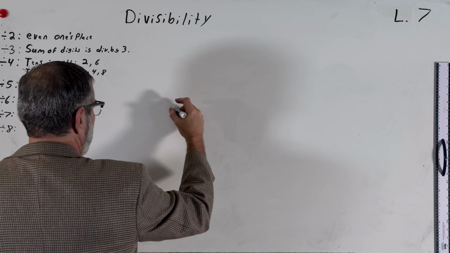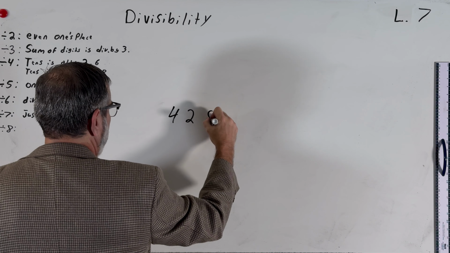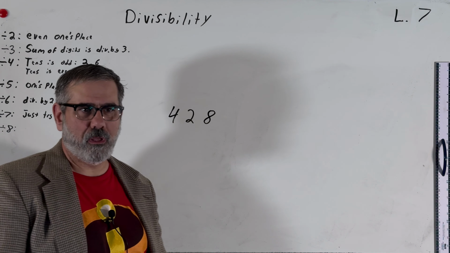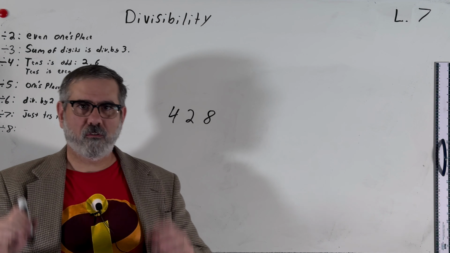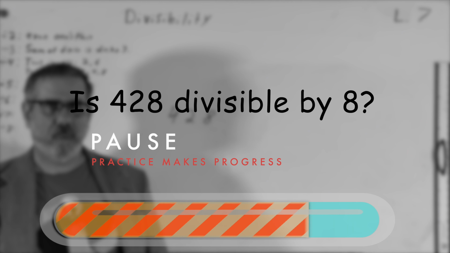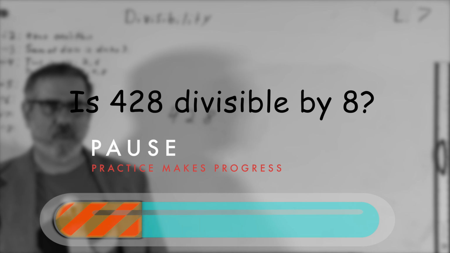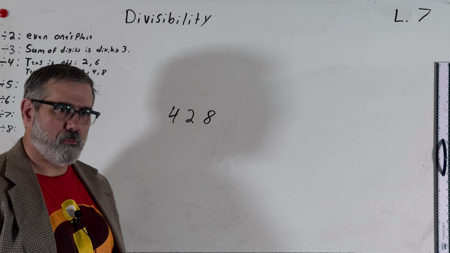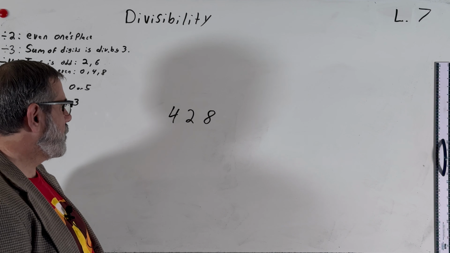Yeah? So what if we had 428? Divisible by 8? We want it to be because it has an 8 in it, right? So try it at home. Come back when you think you've got it. So what do you think? Divisible by 8? Yes. Oh, I get the thumbs up in the back.